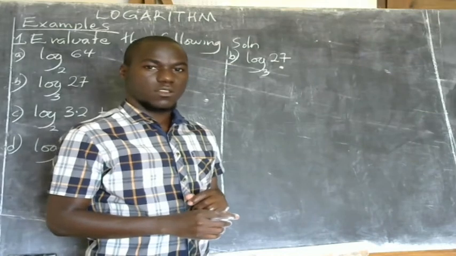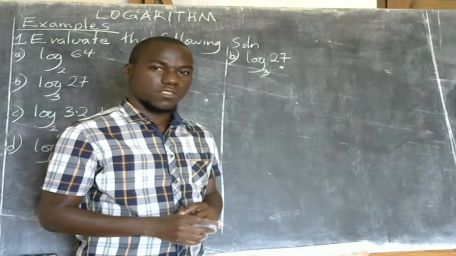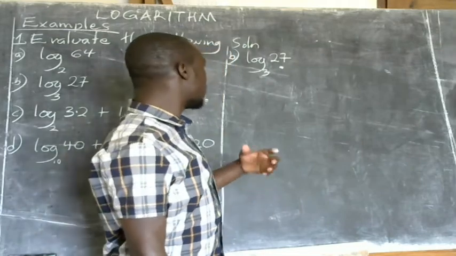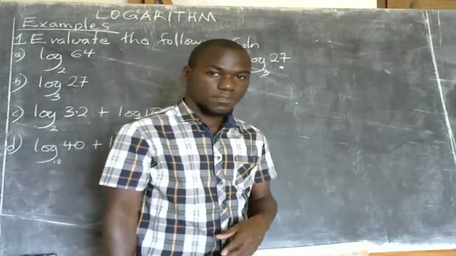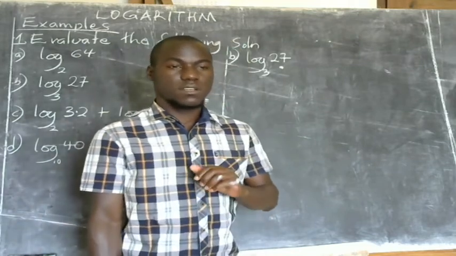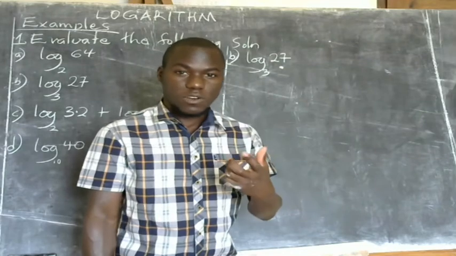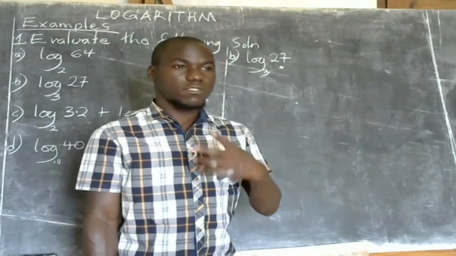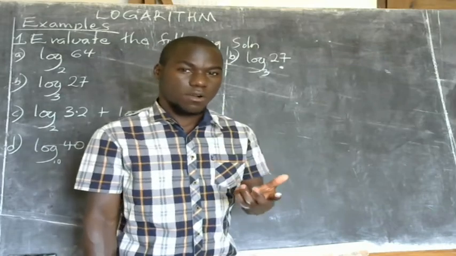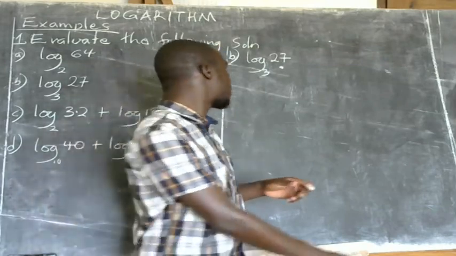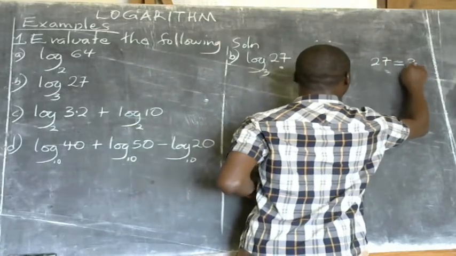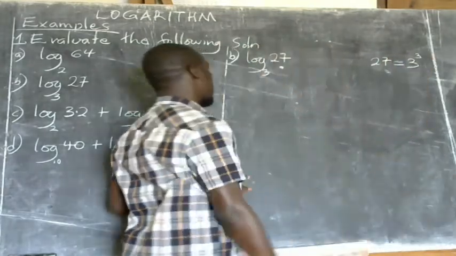Part B there, log of 27 base 3. We're going to do the same thing, just prime decompose the 27. Now, to evaluate, like I told you, they want the final answer, the exact value. But to evaluate, you need to first of all simplify. That is why we're going to prime decompose. So prime decomposing 27 is the same as 3 cubed there.